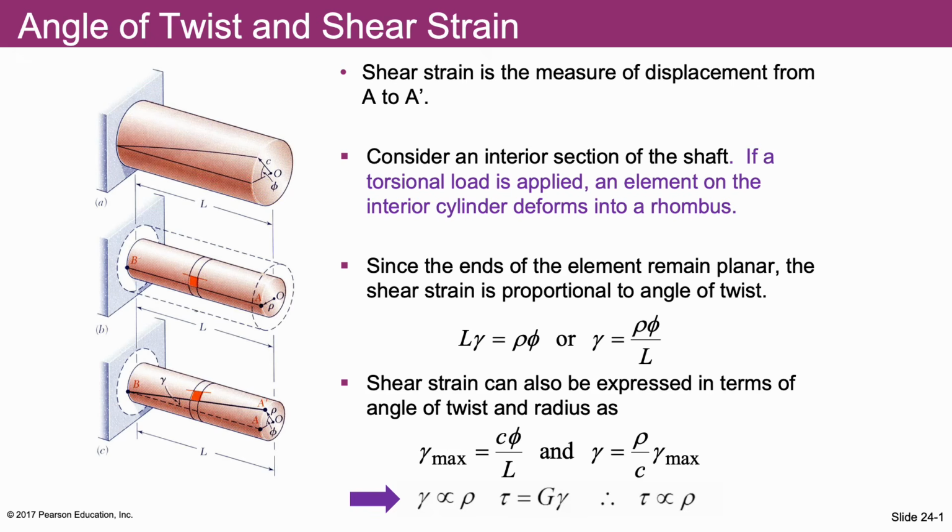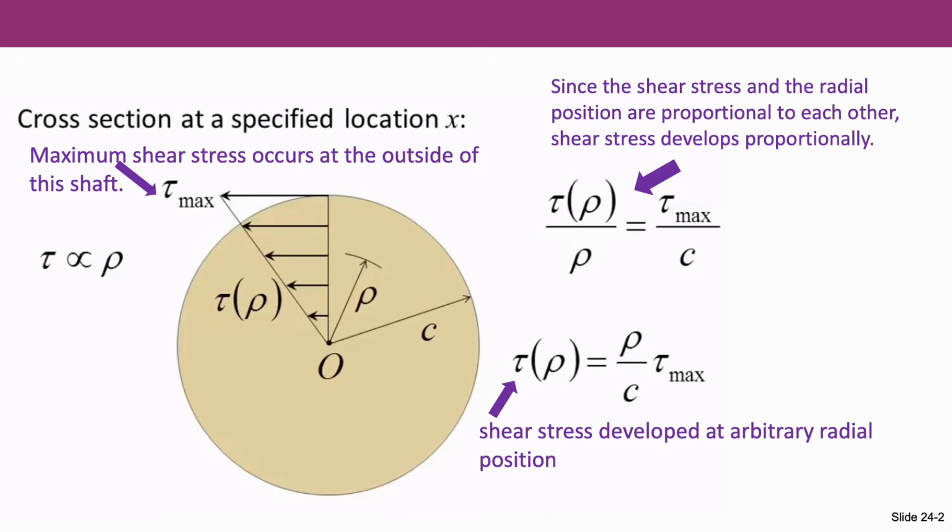Since tau is equal to G times gamma, and the shear strain is a function of rho, this means that the shear stress tau is also a function of rho, and it also varies linearly with the radial distance from the center of the shaft. The center of the shaft is located at O. If you look at a cross section at a specified location x, it has a radius of constant c and arbitrary radial position, which is represented by variable rho.